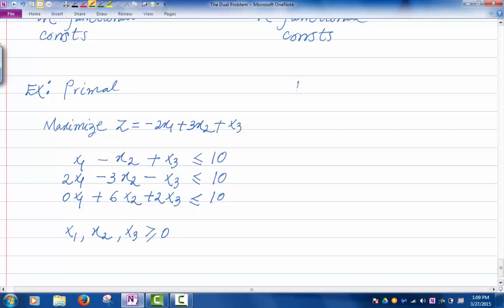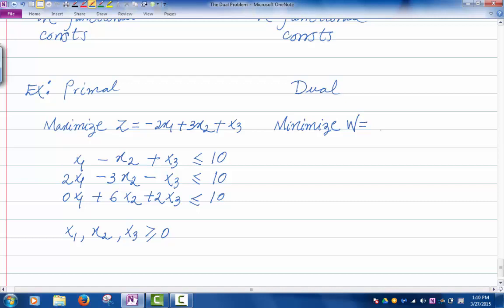Okay, so I want to write down the dual for this problem. Can someone tell me what are we doing here? Are we maximizing or minimizing? We are minimizing, but minimizing what? What is W? How many dual variables do I have in this problem? 3. I have 3 functional constraints of the primal.